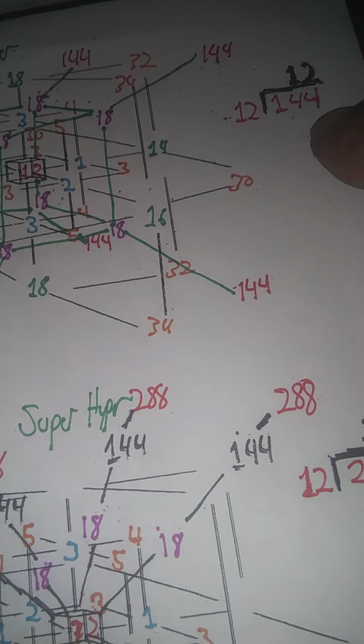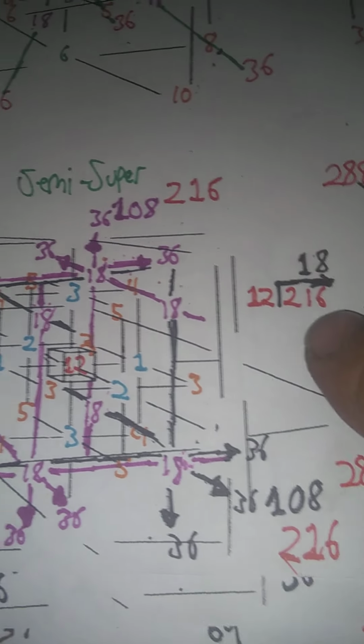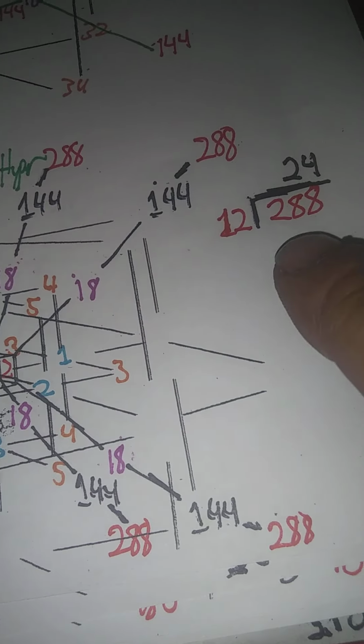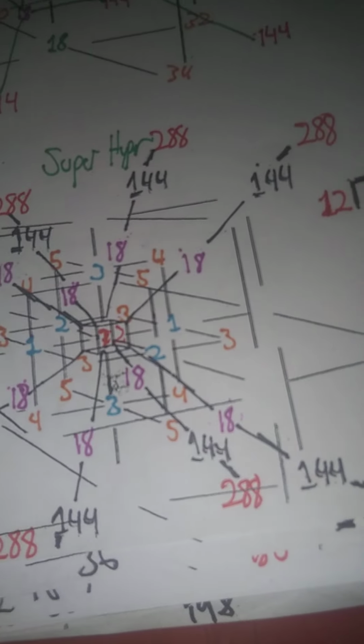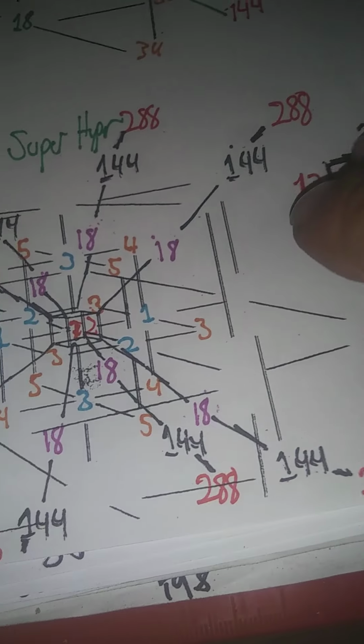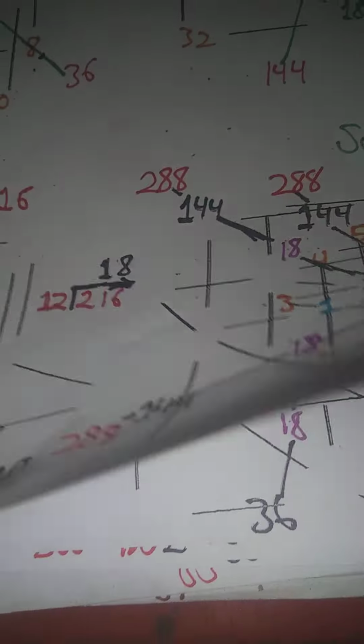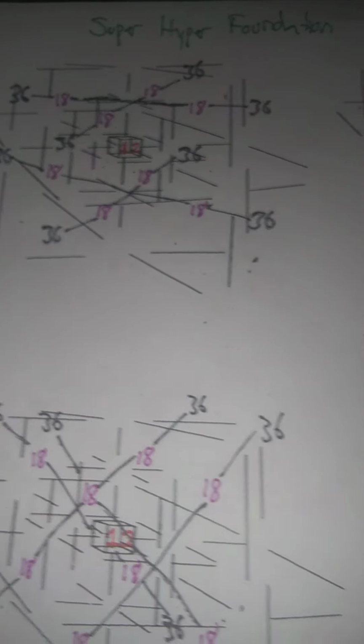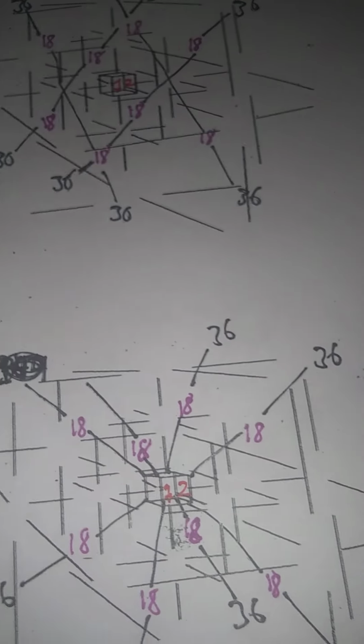12 goes into 144 12 times. And 12 goes into 216 18 times. And 12 goes into 288 24 times. And this is their backbone foundation for the super hyper magic ghost numbers. And they're all the same, 36.